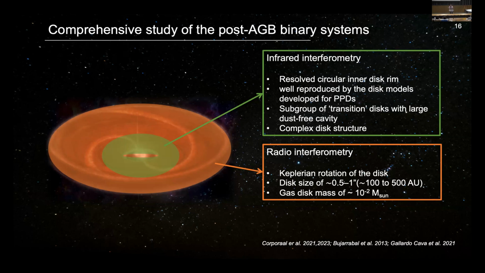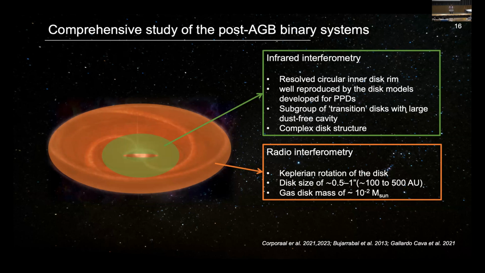And for protoplanetary disks, the same kind of size and the same cavities are usually interpreted as the presence of a giant planet carving a hole in the disk. While we don't know yet what the mechanism of this large cavity is for post-AGB binaries, it is very interesting that we do have a subset of such disks for evolved targets as well as for young targets.